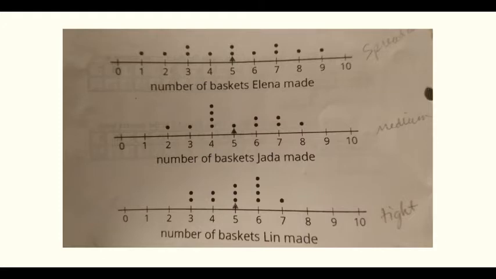So after plotting all the data points and calculating the mean and the mean absolute deviation, you can see the spread of each data set. The number of baskets Elena made were all spread out, and the number of baskets Jada made weren't quite as spread out, more towards the middle. It's medium. And the number of baskets Lynn made were a lot more tightly formed in the middle.